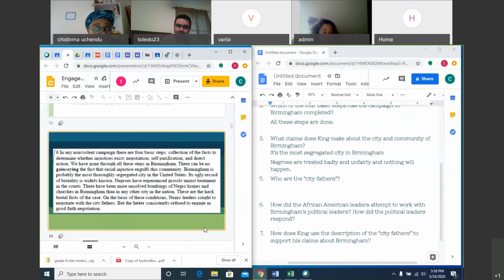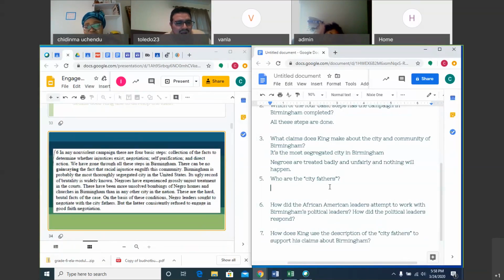Okay. So the first question says, who are the city fathers? So let's think about it. Who do you think these city fathers are? The city fathers are the people in charge. They're supposed to be the mediator, the ones who run the city, who are supposed to be in charge of justice, and treat everybody equally. They are the people in charge of running the city.